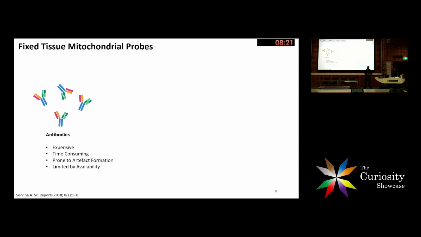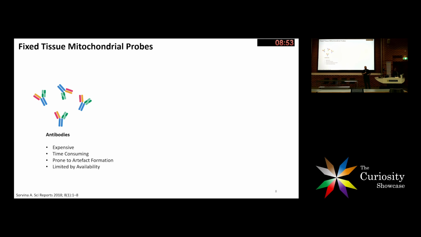So up until recently, we've had to rely on immunochemical methods for labeling fixed tissue samples. So that's where we use antibodies that are bound to fluorophores, and the antibodies selectively bind to proteins in the mitochondria. The issue with using this method is that these antibodies are really, really expensive. The process is quite time-consuming, so it can take up to several days to get the sample ready for imaging. And there are several steps involved in that, each of which are prone to artifact formation, plus we're limited by the availability of these antibodies.